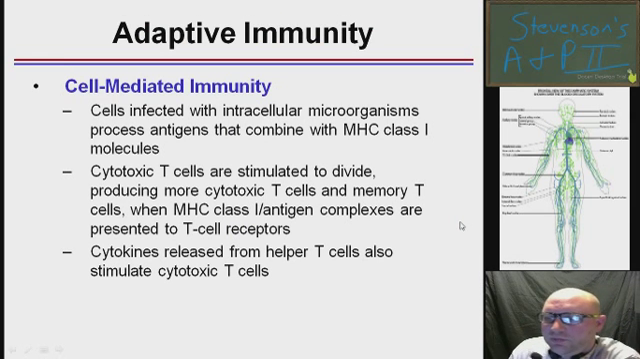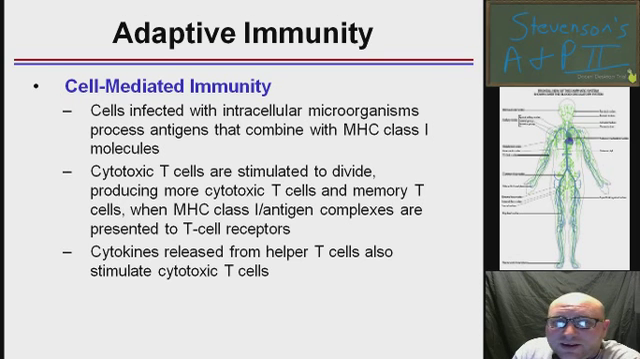So, cell-mediated immunity. Cells that are infected with intracellular microorganisms that have invaded and gotten through the outer coverings, the membranes, produce antigens or cause processing of antigens that combine with major histocompatibility complex class 1 molecules, not the class 2s. Now we're talking about class 1 molecules. Cytotoxic T cells are stimulated to divide, and they produce more cytotoxic T cells. What does cytotoxic mean? That means cell-killing T cells. Then you have the memory T cells as well.